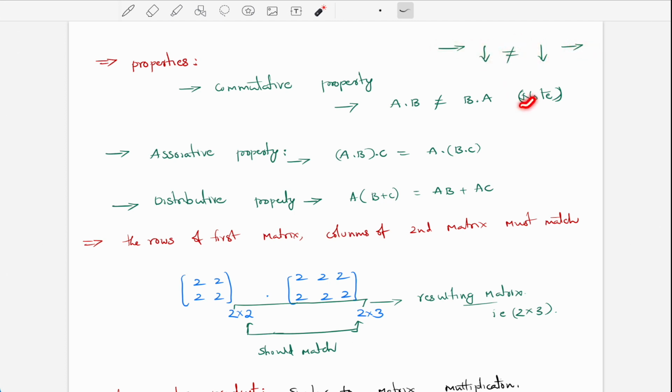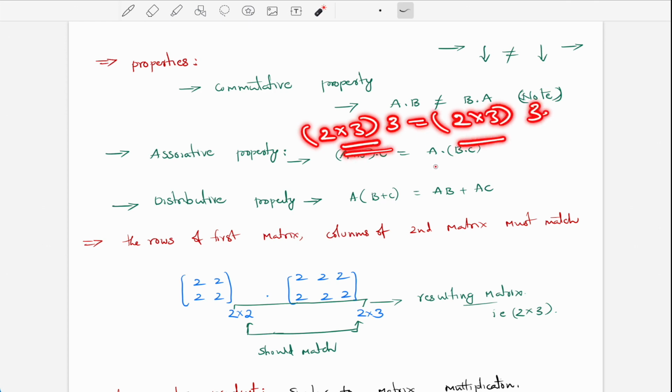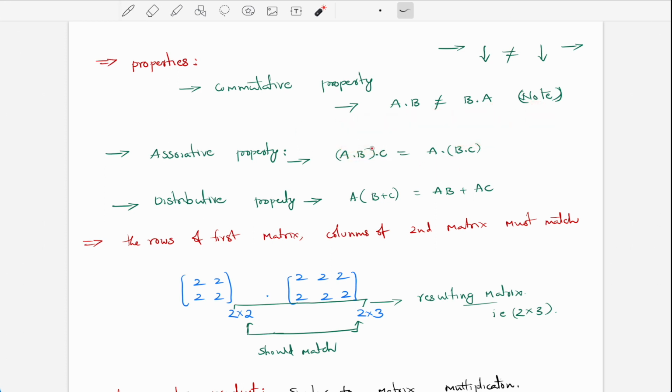Yes. So after that, we have the associative property. The associative property is as simple as I just mentioned in the matrix addition, but here we use multiplication. For example, 2 into 3 into 3 is equal to 2 into 3 into 3, so both answers are equal, and we have the associative property over here.